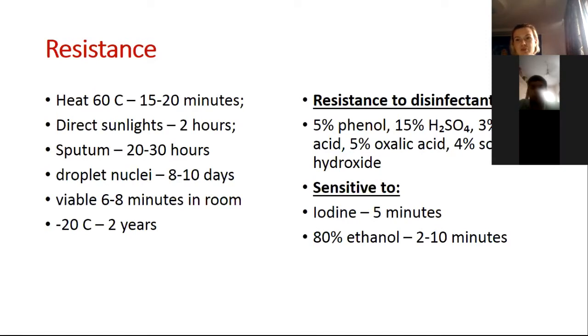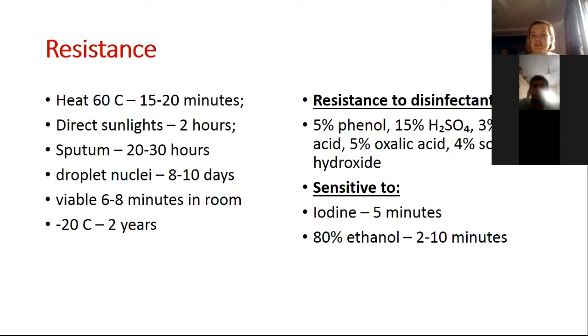Next, in sputum, this bacteria can survive for 30 hours. In droplet nuclei, for 10 days. After that, in the air of the room, for 8 minutes. And at minus 20 degrees, they can be stored for 2 years.